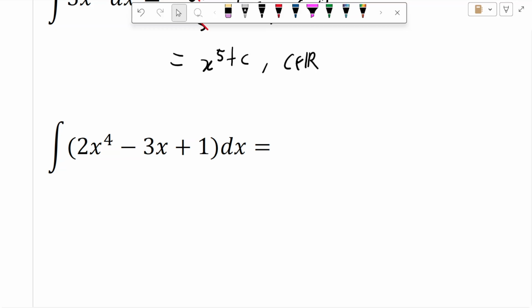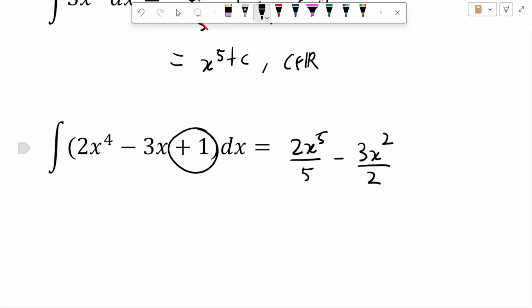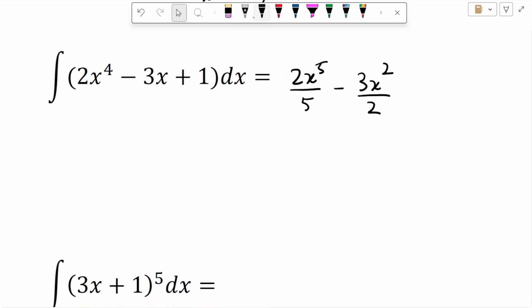Okay, integral of this whole thing. Turns out that you can do integrals term by term. So the first term is going to be 2x to the 5 over 5. Next term is going to be 3x. The old power was 1, so the new power is 1 more. It's 2. And plus 1. If I think, what function do I differentiate to get just a constant, which is 1? You might be able to spot it. The answer is x.